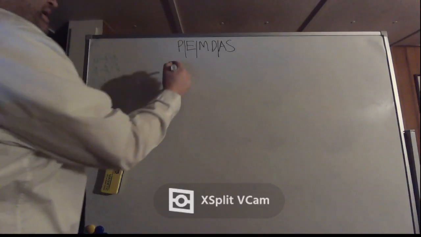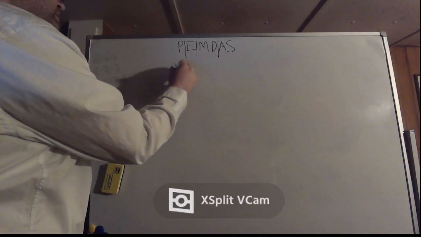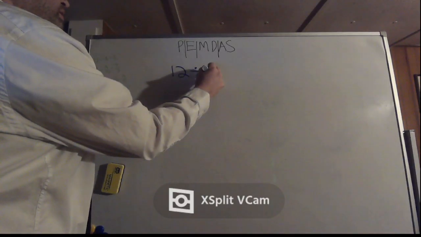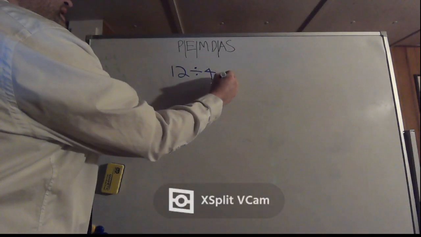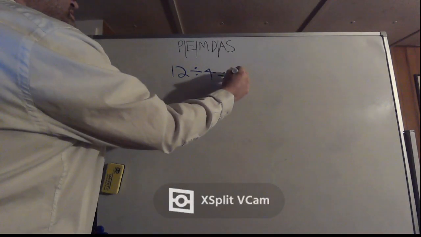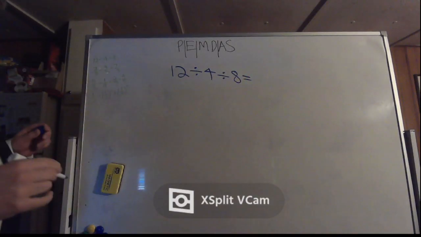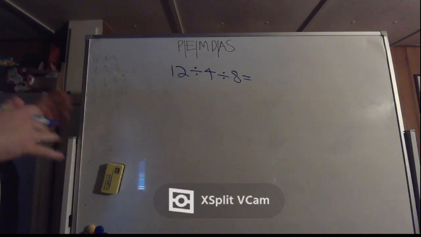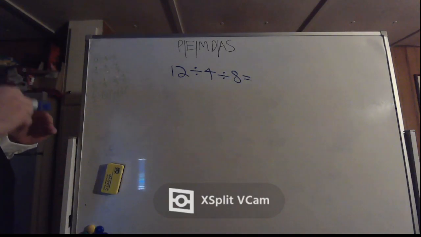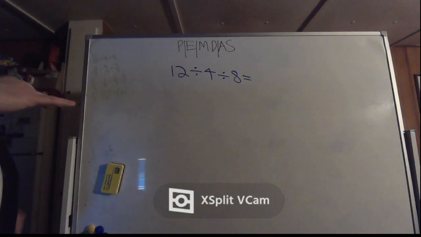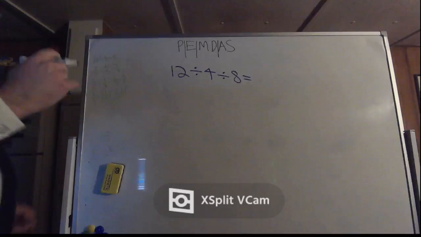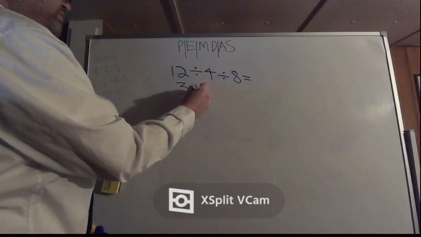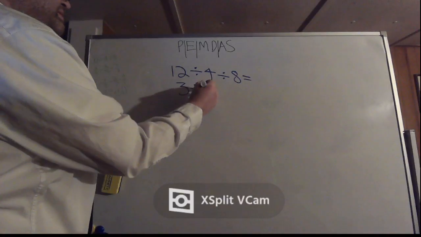Alright, now how about this one? 12 divided by 4 divided by 8. So again, let's go through. We have no parentheses, we have no exponents, we don't have multiplication, but we have division. So we can work from left to right. 12 divided by 4, we'll start there. Well, that's 3. So you're left with 3 divided by 8.